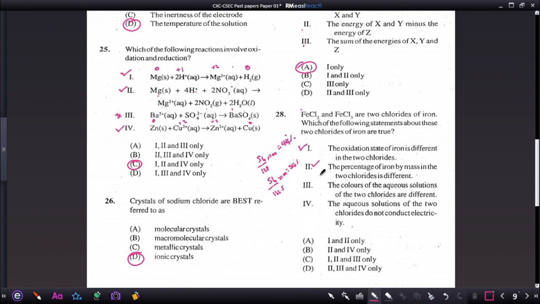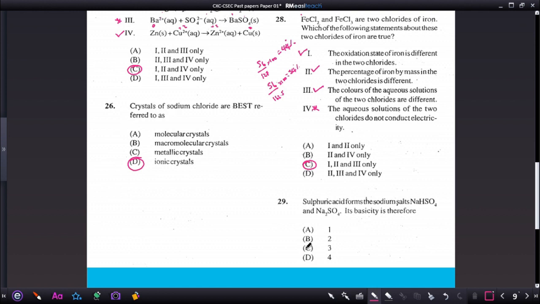So this is true. The colors of the aqueous solution of the two chlorides are different. One is green, one is brown. The aqueous solution of the two chlorides do not conduct. That's not true. Alright, so the answer is 1, 2, and 3. So that's C.